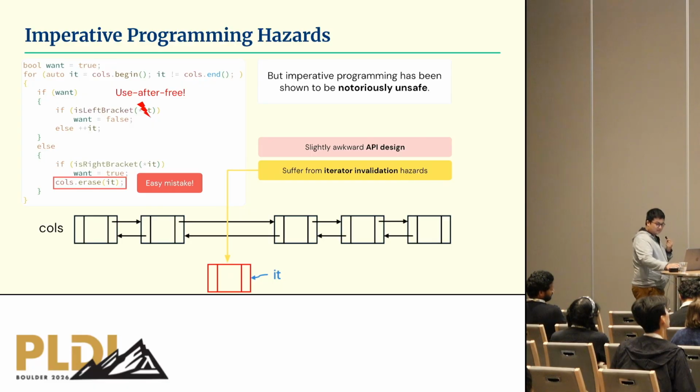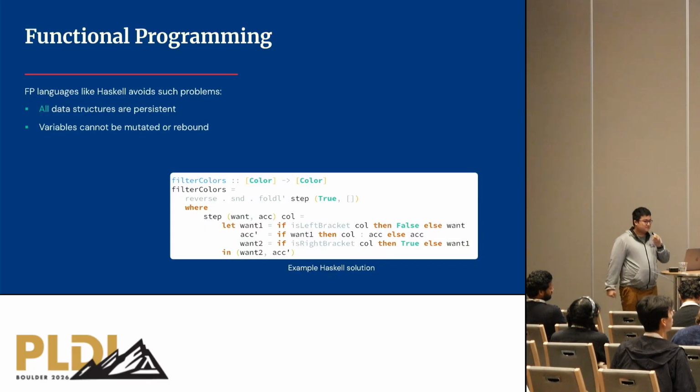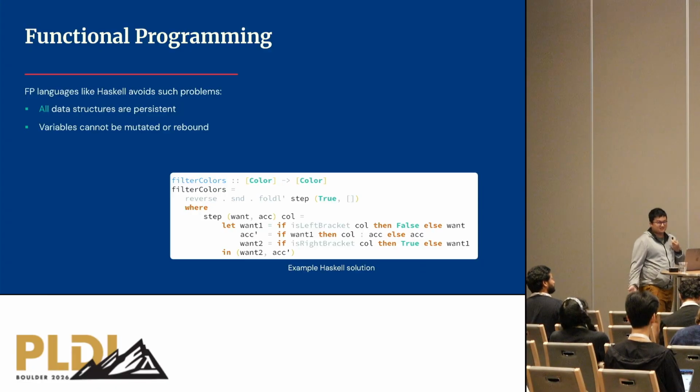Now let's look at how functional programming solves the same problem. FP languages like Haskell avoid such problems because all data structures are assumed to be persistent there.